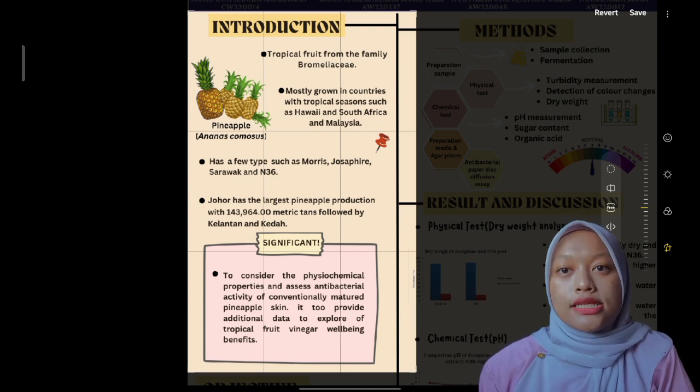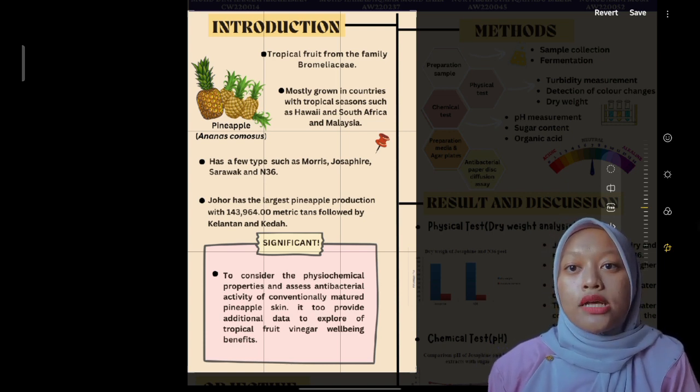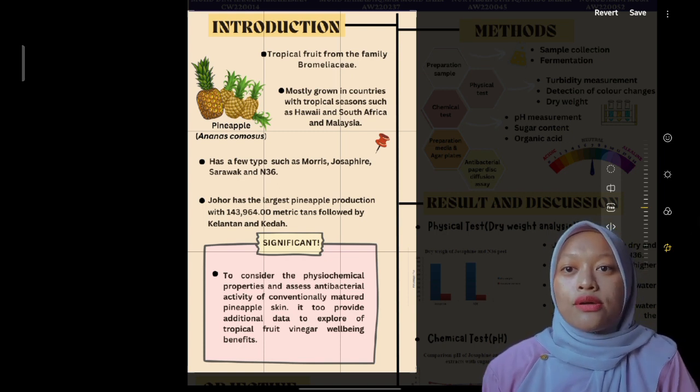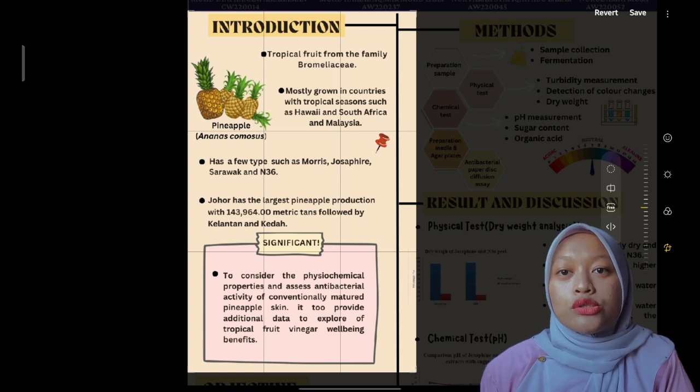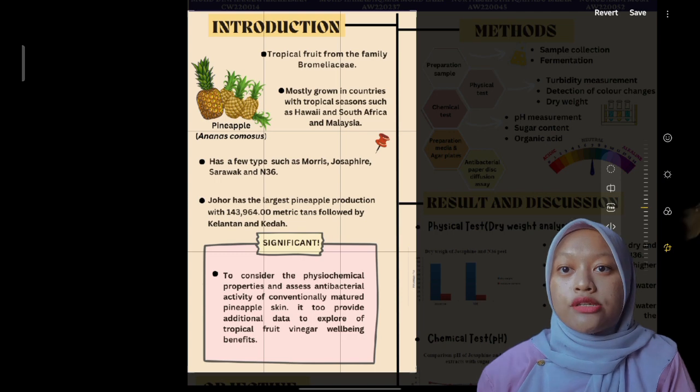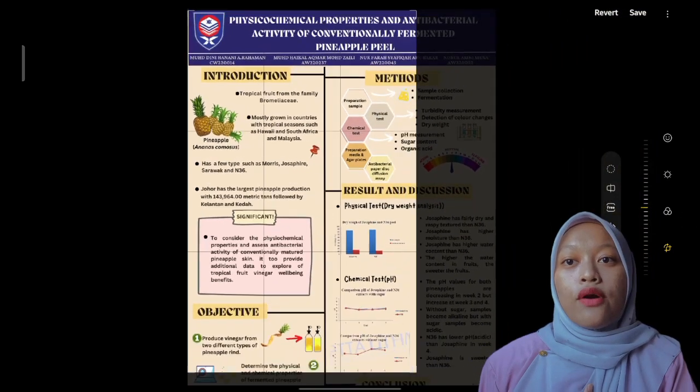The significance of this thesis is to consider the physicochemical properties and evaluate antibacterial activity of conventionally fermented pineapple skin. It also provides additional data to explore the health benefits of tropical fruit vinegar. Now, let's look at the objective of this thesis.